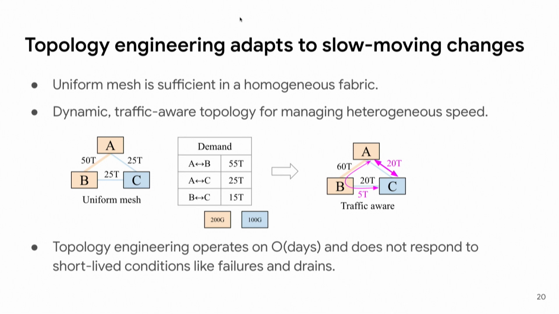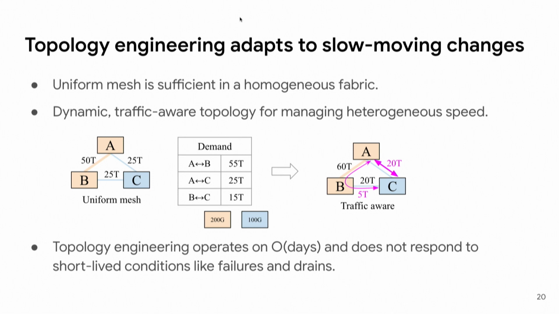Let's consider a toy example of a 3-block Jupiter with two 200-gig blocks, A and B, and one 100-gig block C. Now, suppose the demand matrix as shown on the slide. You can see that it cannot be satisfied by a uniform mesh topology on the left. But if we optimize the topology based on traffic, specifically creating more direct links between A and B, and route 5T demand from A to C through B, then the demand becomes satisfiable.